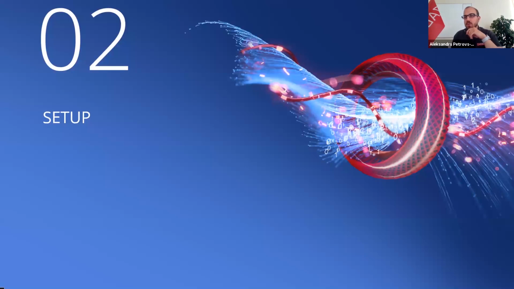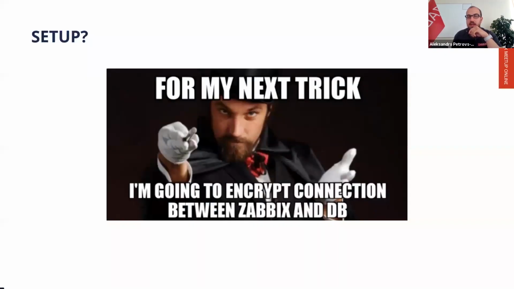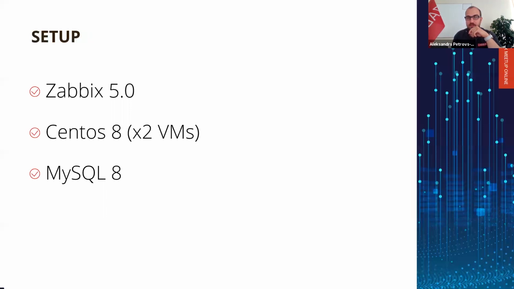So if you are going to follow this instruction step by step, this is what you will need for the setup. And this is what I have used myself. I used, of course, Zabbix 5.0. Why? Because in version 4.0, the feature to make your connection encrypted between DB and the server and between the front end and DB was not available. So it's a new feature. It's a 5.0 feature. That's why you will need 5.0.